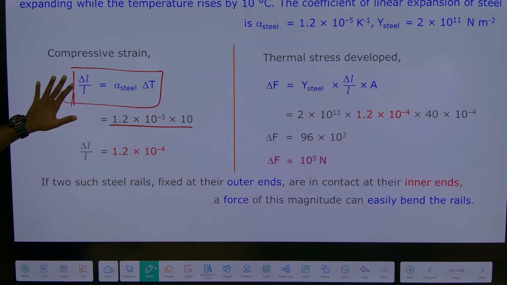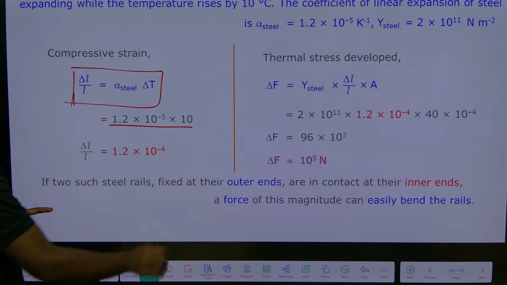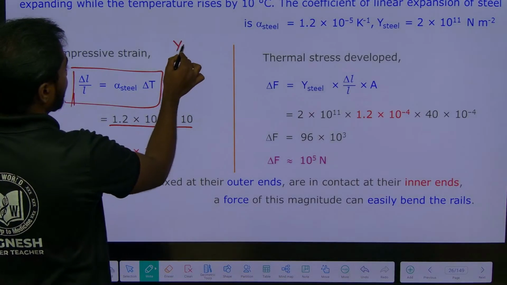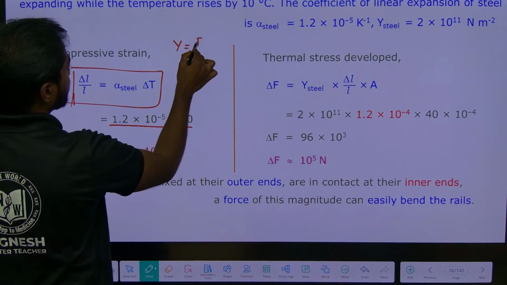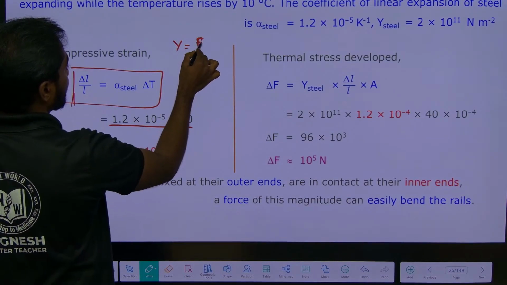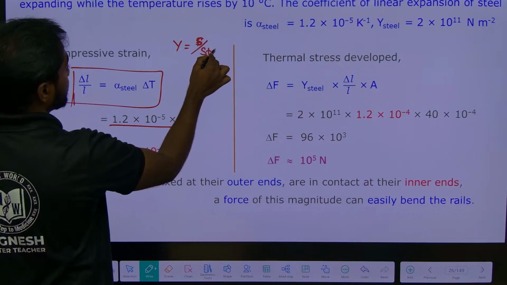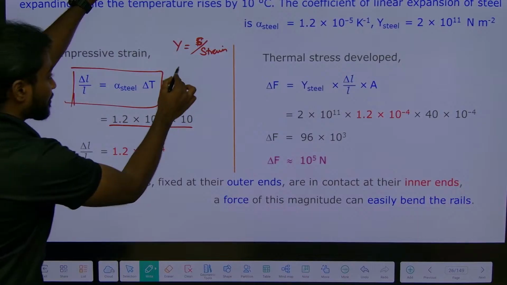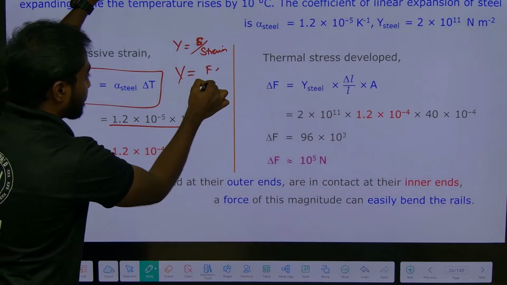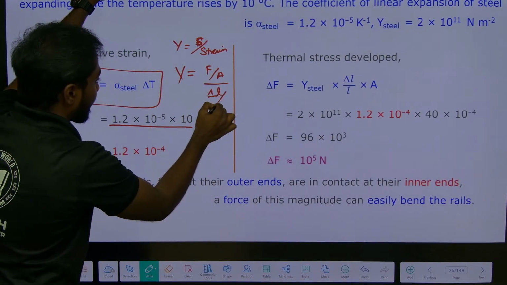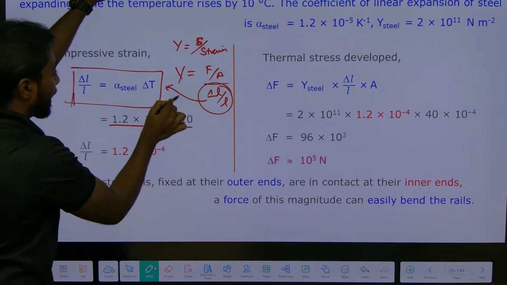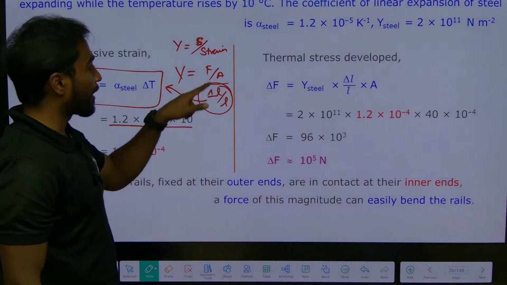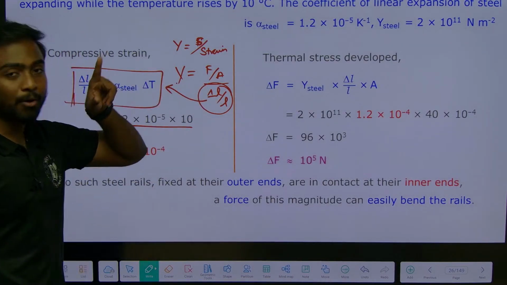We'll keep this as it is, because they're asking for the force, right? We know that Young's modulus is stress by strain, that is, force by area divided by strain. Young's modulus Y is equal to F by A by delta L by L. We know the value of delta L by L, which we got from this equation, and we know the value of area and the value of Young's modulus also.